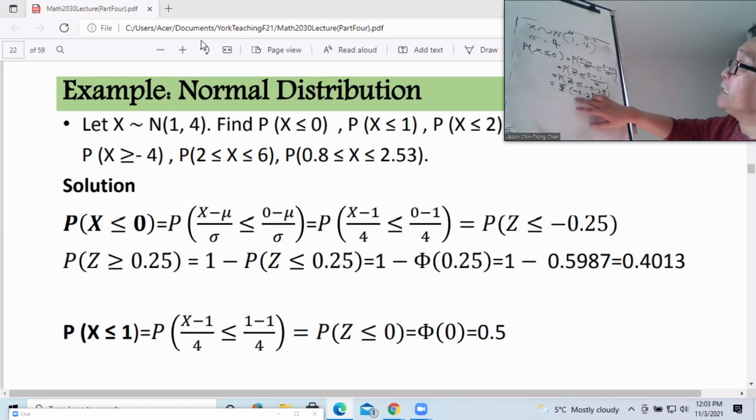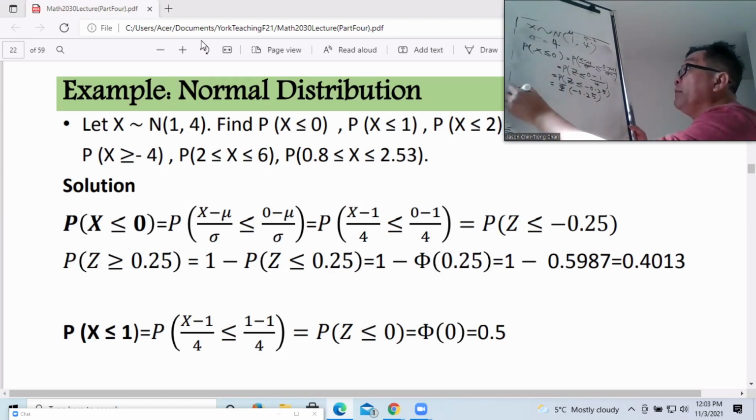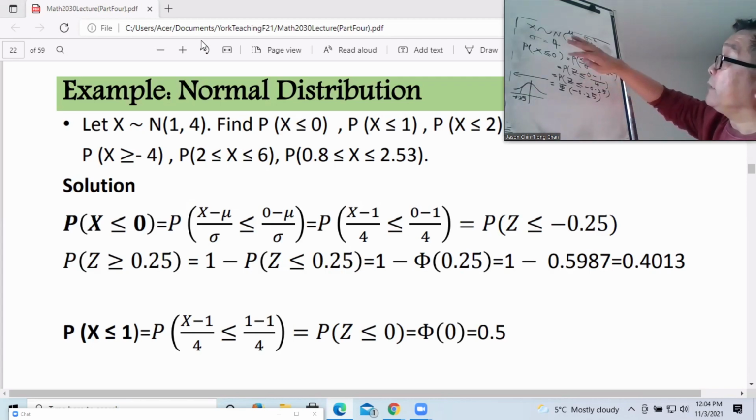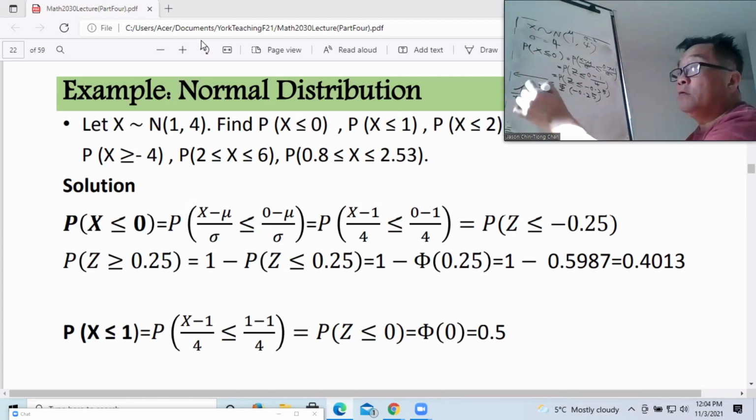We cannot get the answer because our table does not have the negative Z value. There's no problem, if it's hard for you to see, let's draw the picture. Less than, go to the left, and here's negative 0.25. Less than means left-hand side. So do you agree that I need to color the first part? Yes or no? Okay.